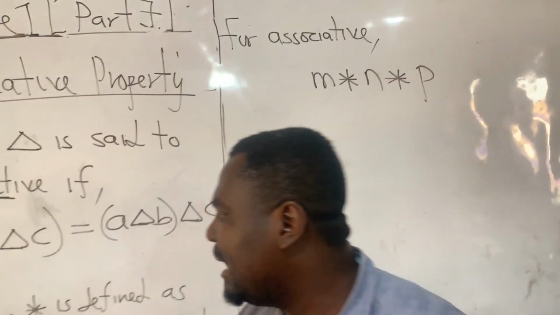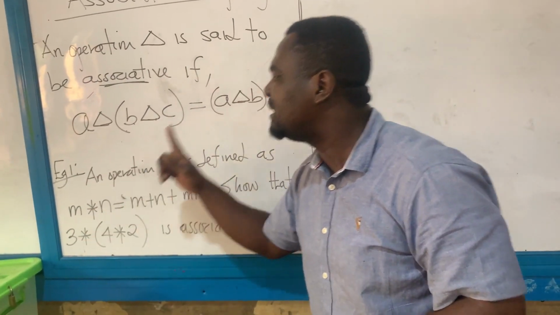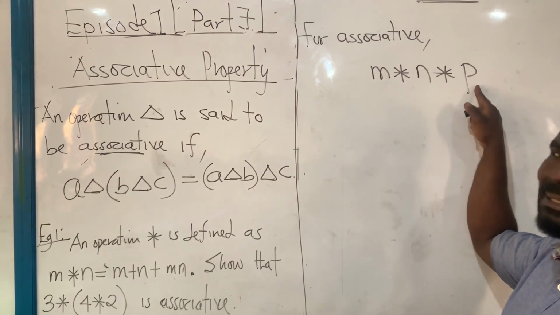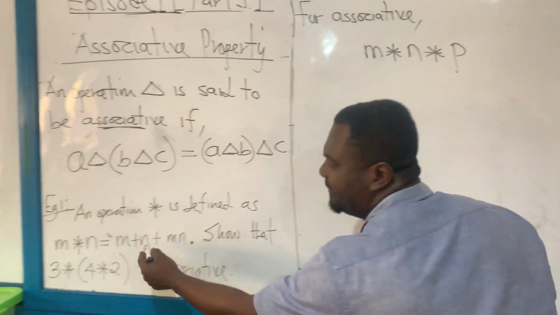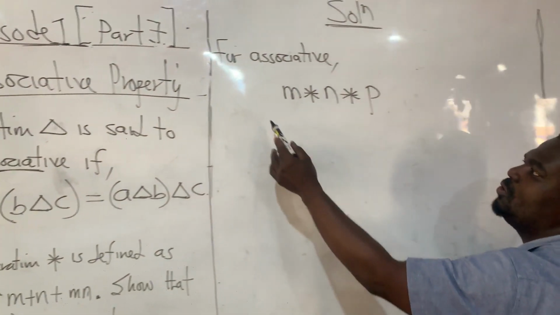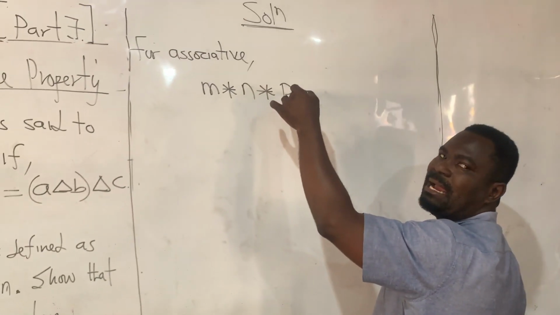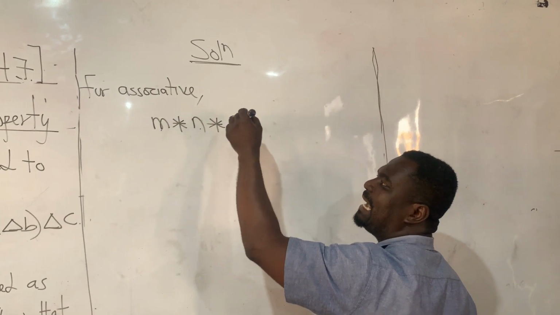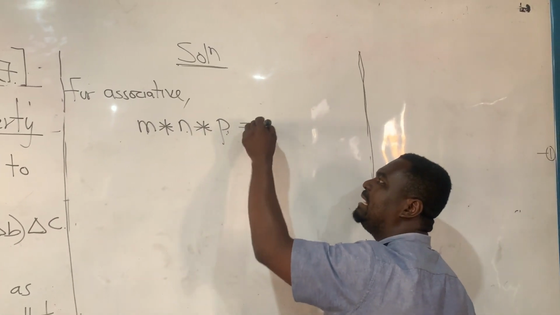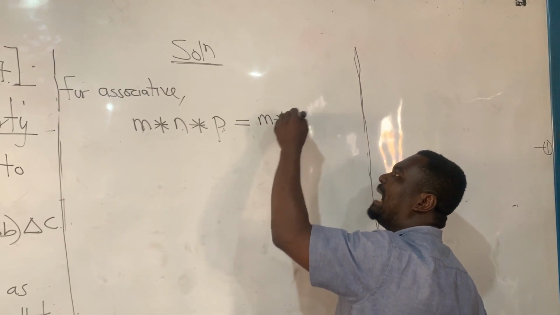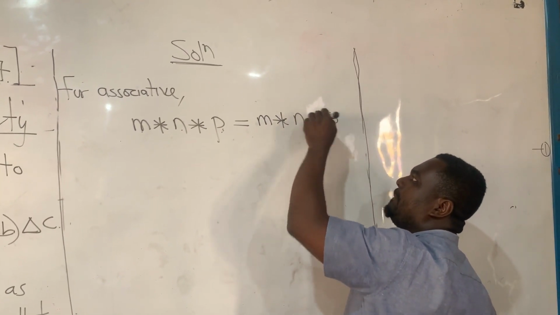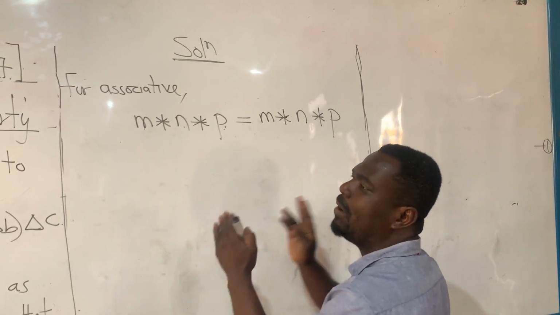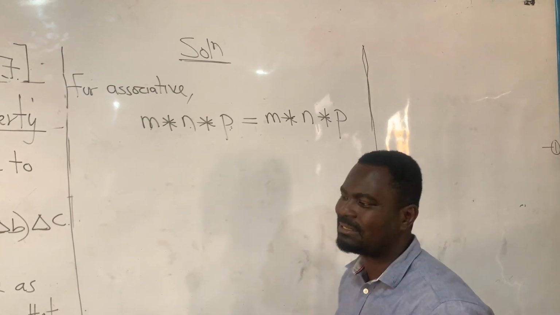Because with my case here, I'm given two numbers. But with associative property, we solve by three numbers. But in the very question, I was given two numbers. So I will introduce a third number, which is P here. So for M star N star P to be associative, then it's going to be M star N star P. Watch here. The difference I'm going to make here is how I'm introducing my brackets.